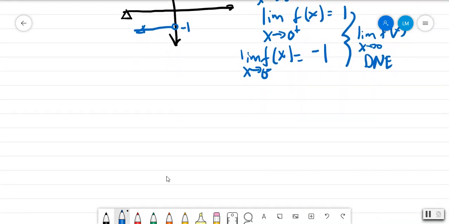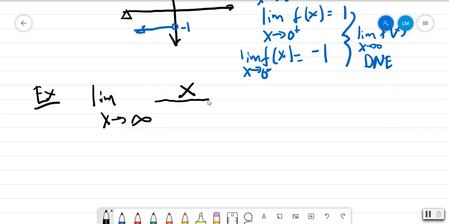Now the other thing that you will look at, for example, is how do you find the limit. So how do you find the limit of a problem where you're approaching, let's say, positive infinity? Let's say that you have x divided by x squared plus 1.